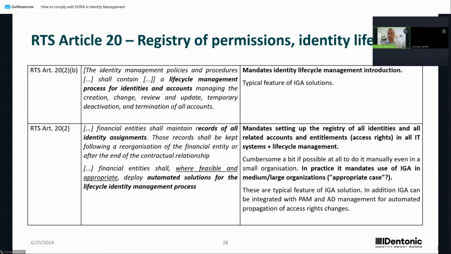So you need to have the registry, you need to manage the lifecycle, and in practice, it mandates the use of some kind of IGA solution. In my opinion, even with a dozen systems, more than a few systems, it becomes quite difficult to do all this. So for a medium-large organization, I would say it's necessary to use that kind of tools, especially as Article 20 also says that financial entities shall, where feasible and appropriate, deploy automated solutions for the lifecycle management of the identity. So what's the appropriate case? To me, if you have more than a few systems, it might already be appropriate, because it's really hard to do this manually.